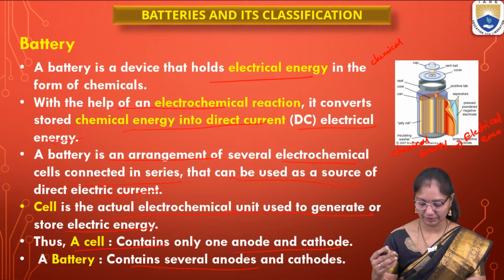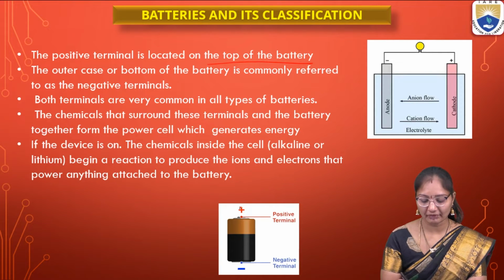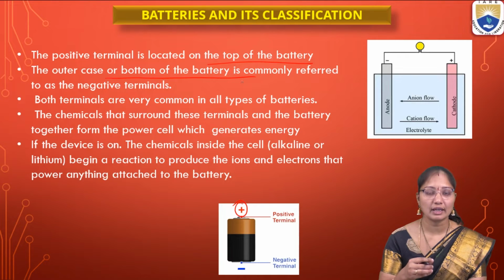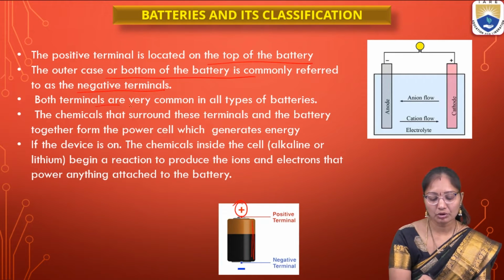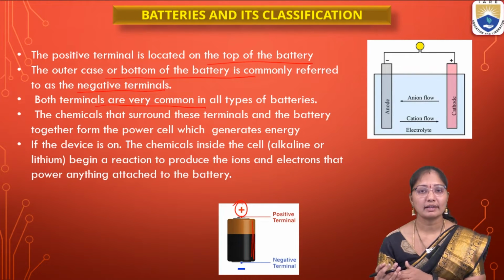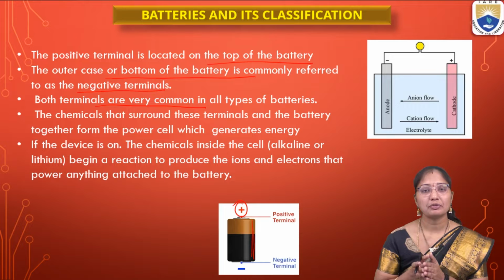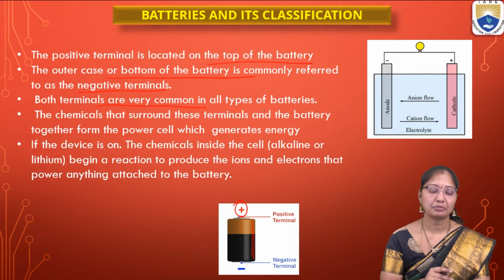The positive terminal of every battery is located on the top of the battery. The outer case of the battery is commonly referred to as the negative terminal. Both terminals are very common in all types of batteries, from the coin type to the normal batteries. There are different types, AA batteries, AAA batteries, which are so small. Most of these terminals are common to all types of batteries.